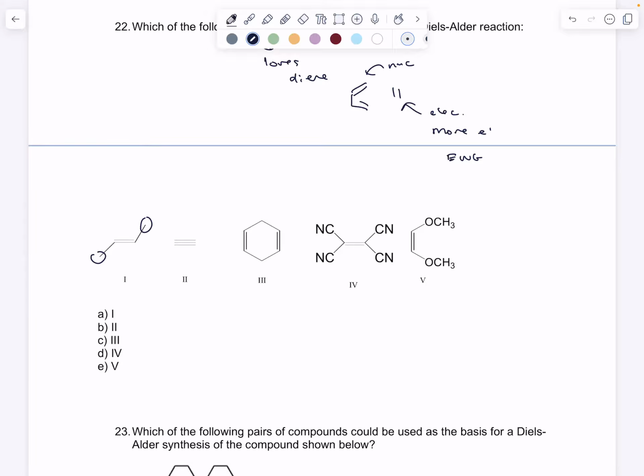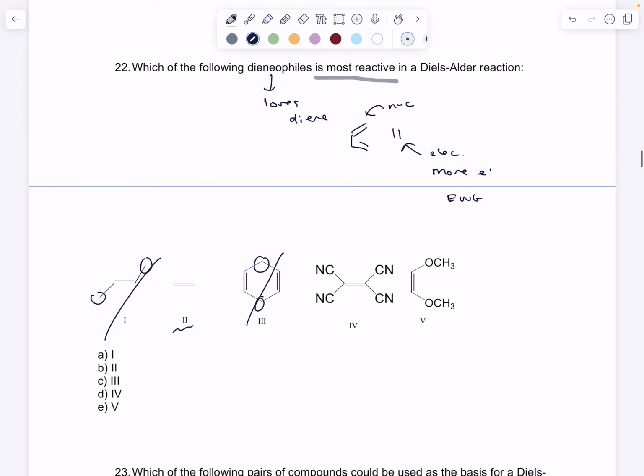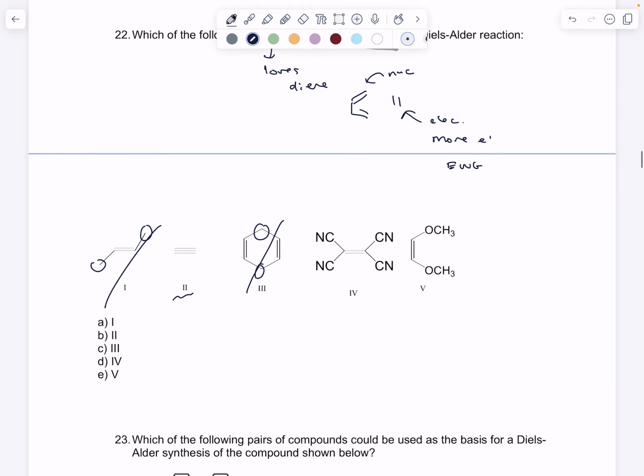This one I would say is a maybe. Right off the top of my head, we haven't talked about that, so I'm thinking that probably isn't too different from a regular alkene. This one has 2 donating groups, so I'm going to say neither of these are great. But we're thinking which one is the most reactive. I'm looking at this one.